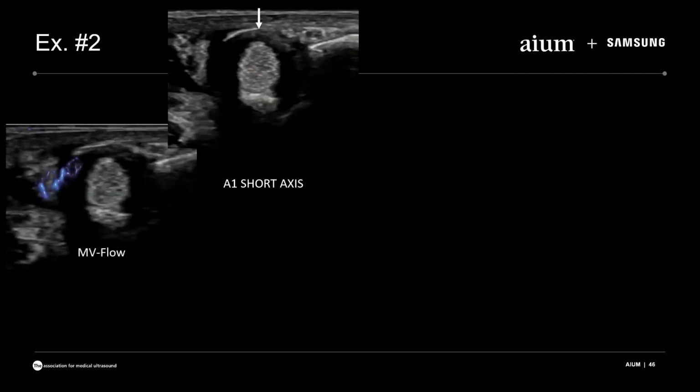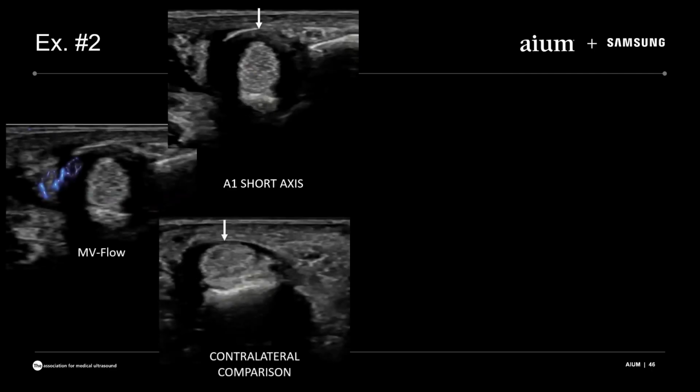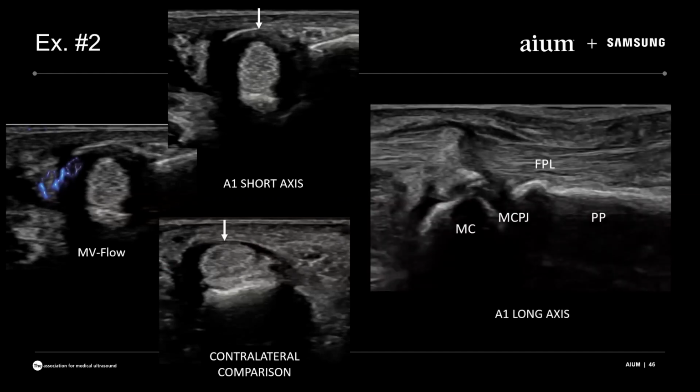Here's another example. Again, notice that very thick A1 pulley over the flexor pollicis longus tendon. With MV flow, there's some increased vascularity there. Scanning the patient's asymptomatic contralateral side confirms that this is definitely abnormally thickened. Look at how thin and hypoechoic this is, sub 0.5 millimeter in thickness. And when we evaluate this in sagittal, we can see the thickened A1 pulley there over the level of the MCP joint. And what do you notice about the flexor pollicis longus tendon? Well, we have some buckling there, some abnormal contour, but we also have this hypoechoic irregular area.